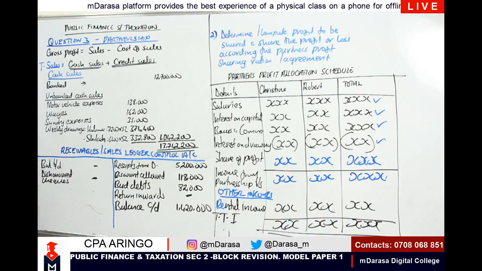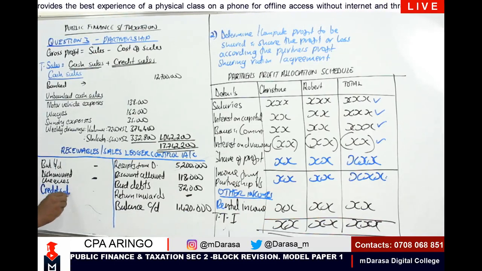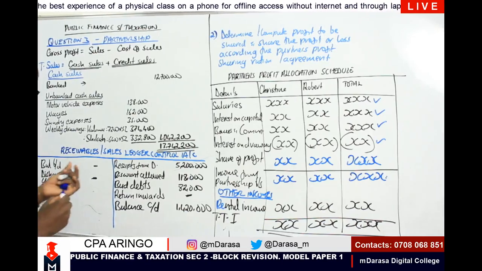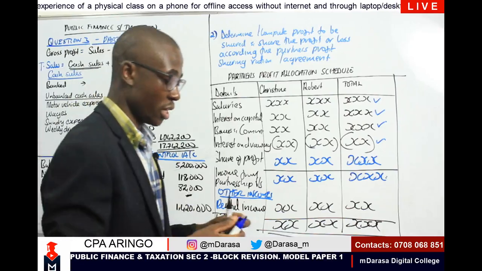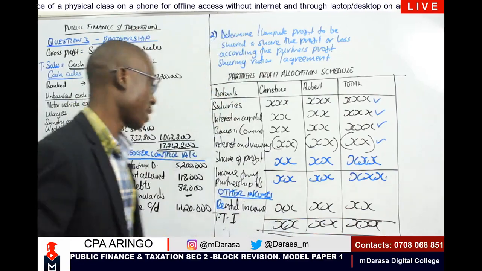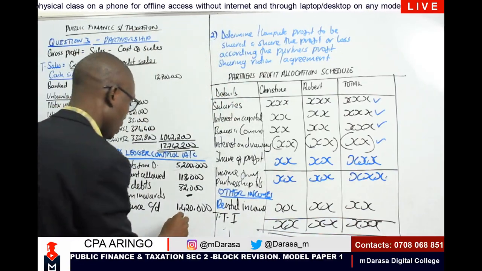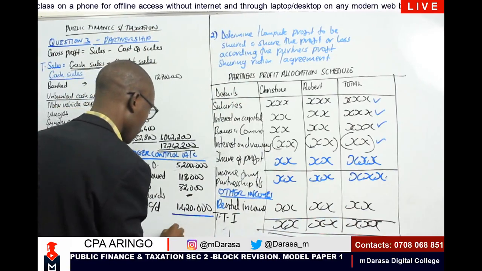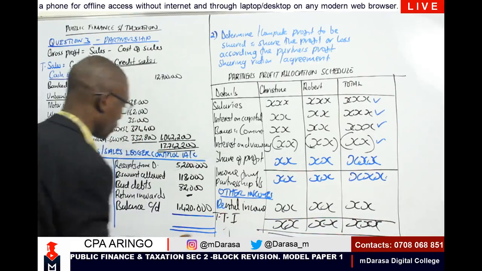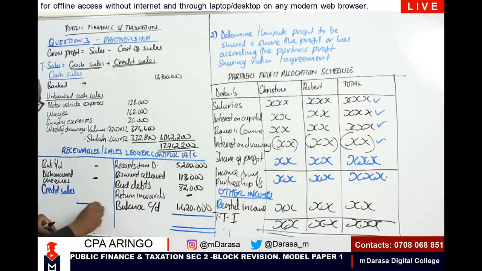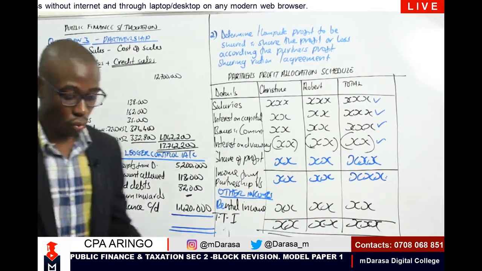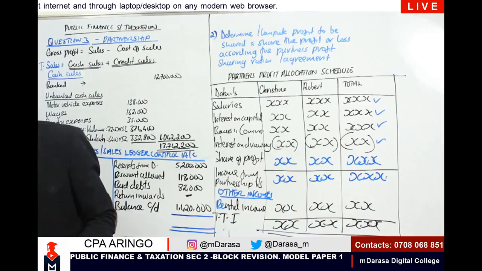So the balancing figure should give us our credit sales. And the question is, in our case, what would be our balancing figure? So I need to determine the total there, and then we need to determine the total here. So what will be our total, my good students?